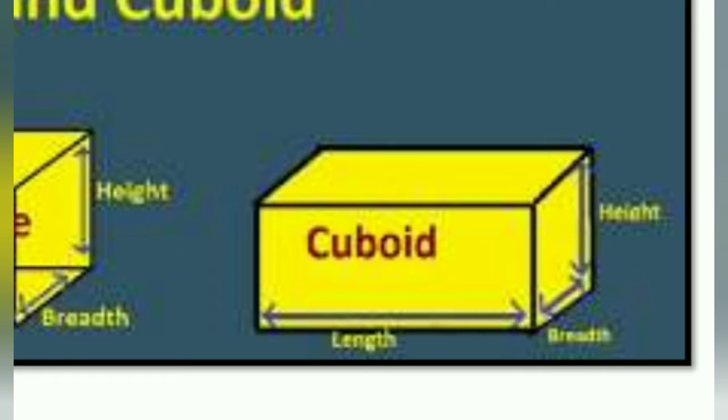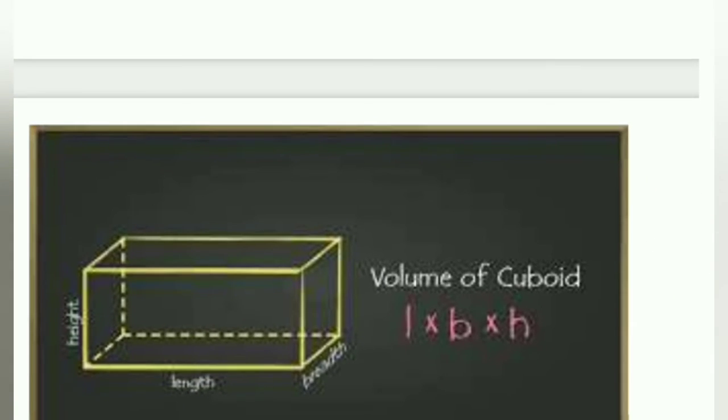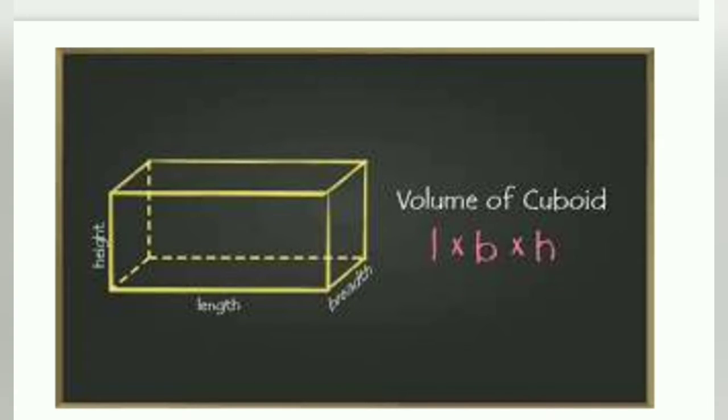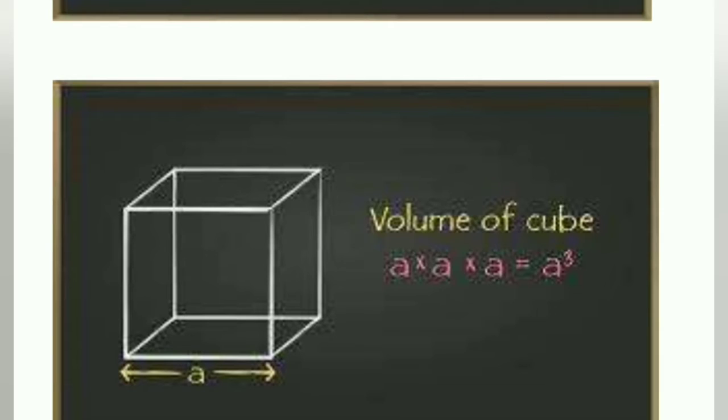Then we come across the cuboid. A cuboid also has a length, a breadth and a height. But the length, breadth and height of a cuboid all have different measurements, so we need to write them separately. We write length into breadth into height. That is the volume of a cuboid, length into breadth into height. And the volume of a cube is a cube. You can also write it as length cube, or L cube, or side cube.